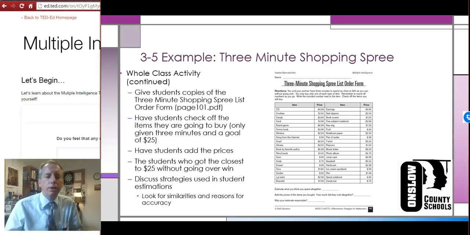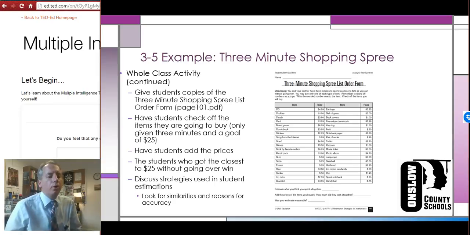We'll see this in the attachments, so hopefully you can pull that down if this is your grade level and would like that. They're going to check off what they would like. They're going to add them all up at the end of the 3 minutes. And if you have a group that seems like 3 minutes is too long for, that's okay. You can certainly make it a 1-minute shopping spree if you want to. Then we're going to look at the students who got the closest without going over.